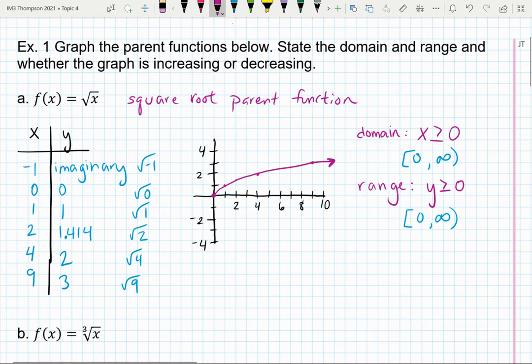And then talking about increasing and decreasing. Increasing and decreasing is asking, as the graph goes to the right, is this going up or down? So as I travel along my graph and I walk from left to right, this graph is going to continue to go up, up, up, up, up. Now it's going to go up at a very slow rate, but it is going to increase constantly.